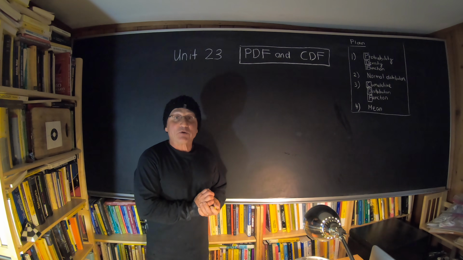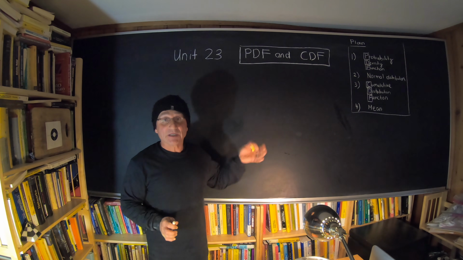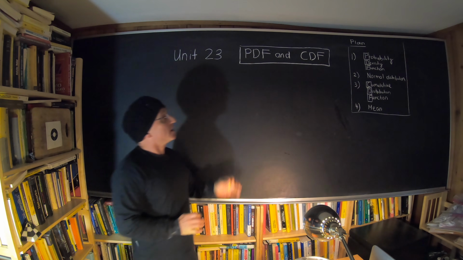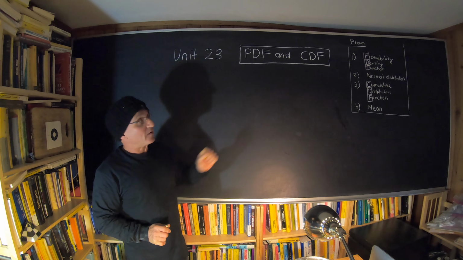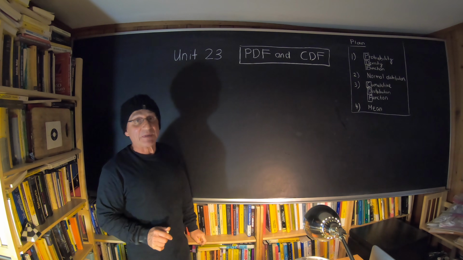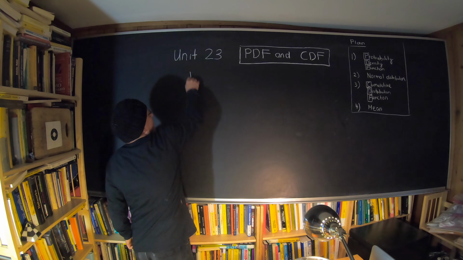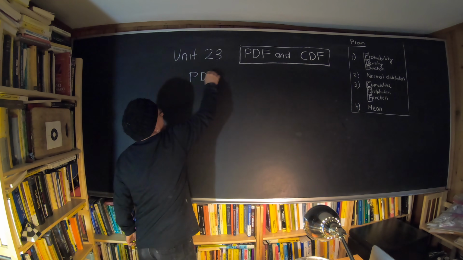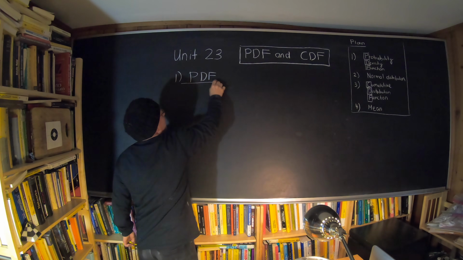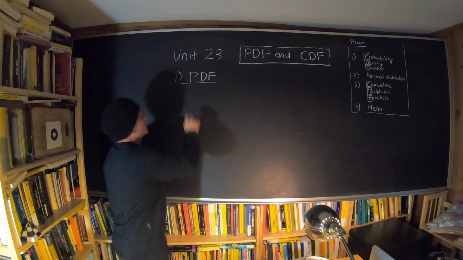Welcome. Today we look at functions which appear in probability theory or statistics. The first class of functions are called probability density functions, or abbreviated PDFs. So that's the first part. And let me just give you the definition.